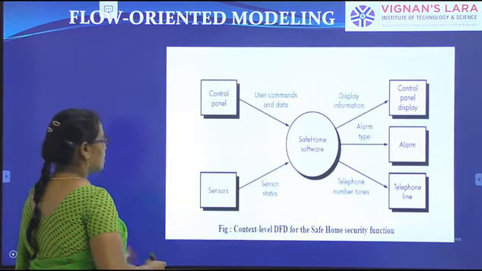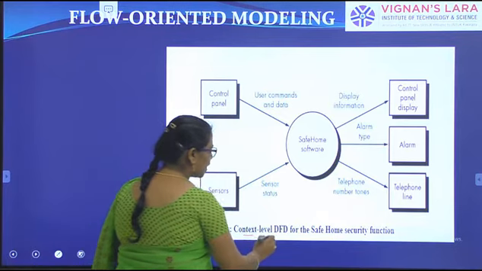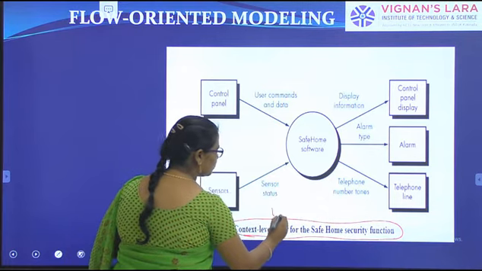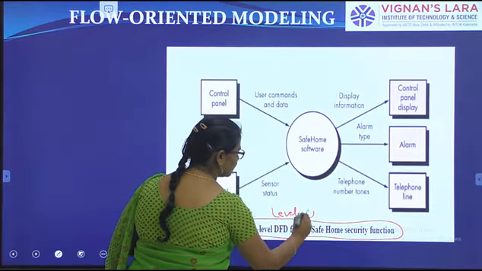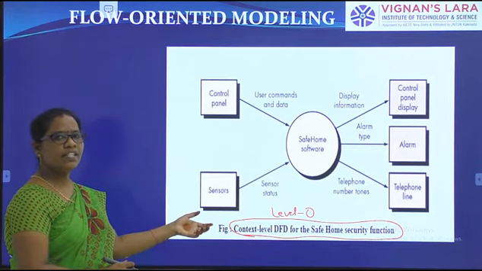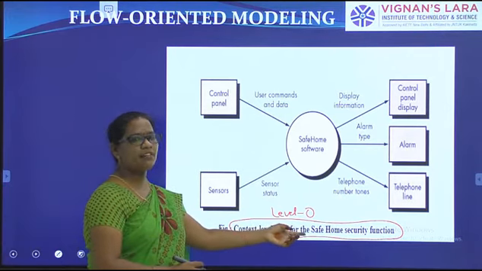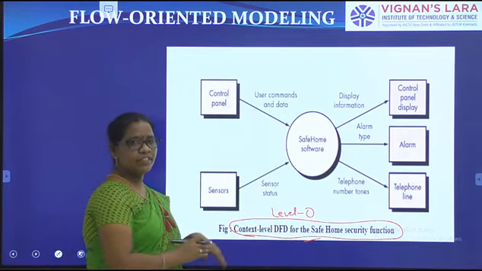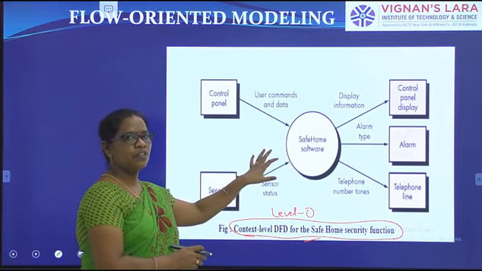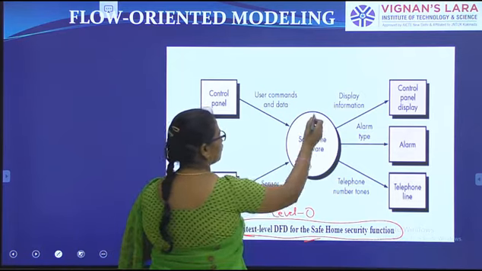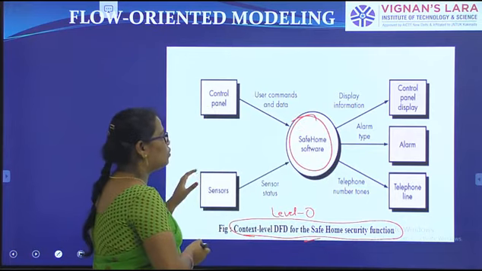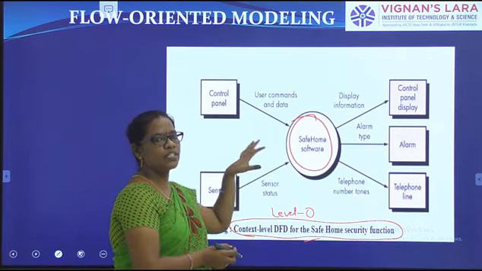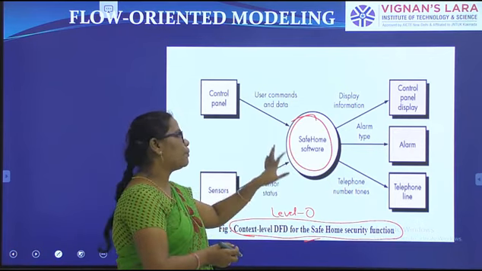And next, this is the context level DFD diagram for the SafeHome security function. So that means level 0. This is the level 0 DFD diagram for SafeHome security information. Okay, I gave the example for the website, and this is for the security of SafeHome. So this is the software. What I said is that in level 0 we provide the whole system, how the system will appear after the development of the software.